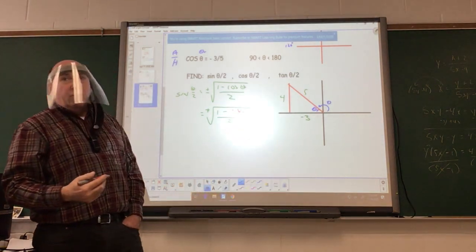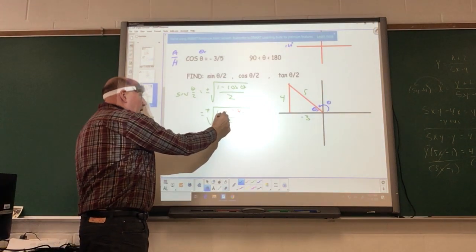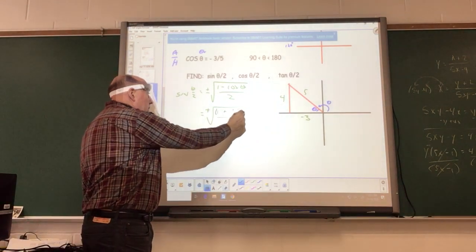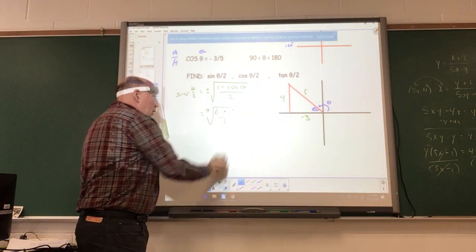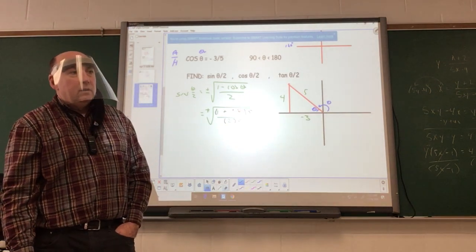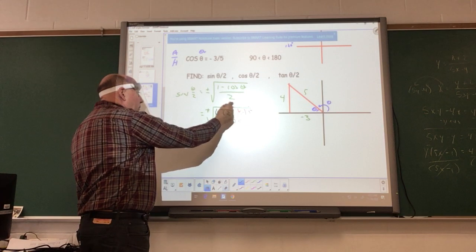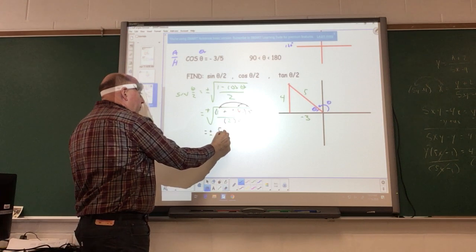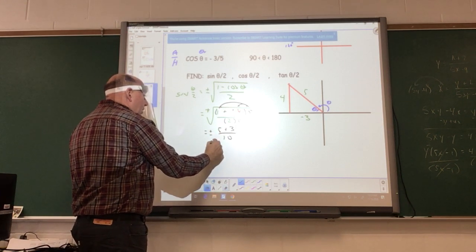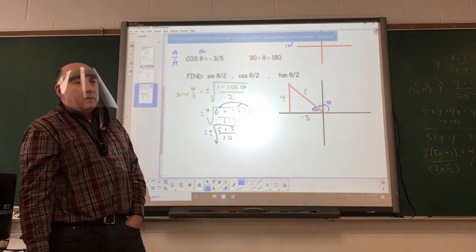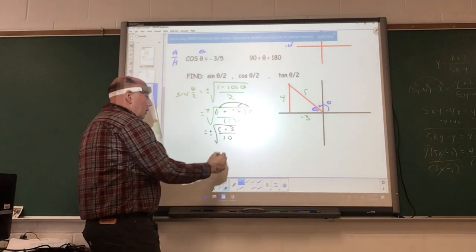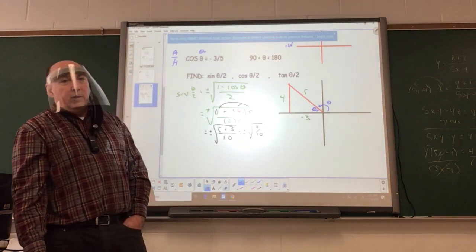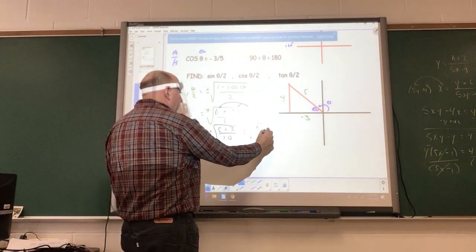We have minus a negative. Hopefully we know by now minus a negative will give us a positive. They will cancel out. If we multiply top and bottom by 5, we need to make sure we distribute. So we have 5 plus 3 on top. We have 10 on the bottom. We have 8 over 10, which reduces down to 4 over 5.